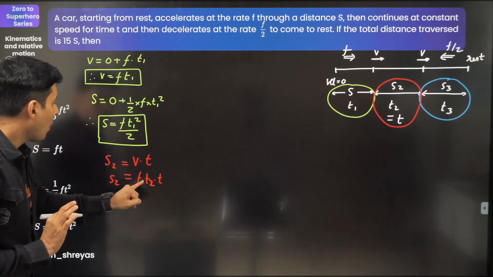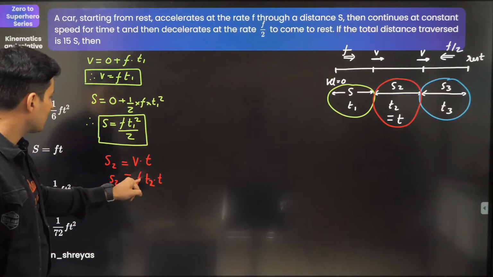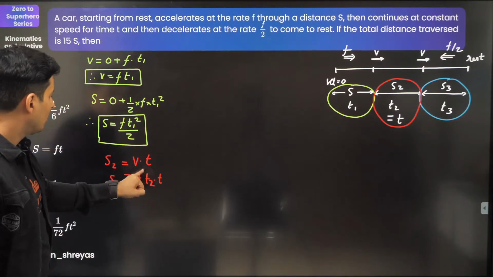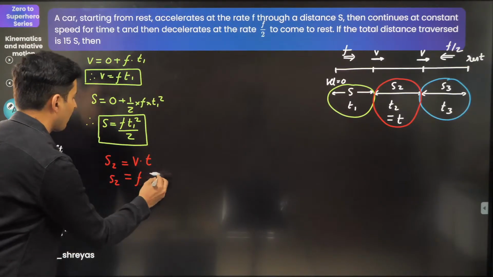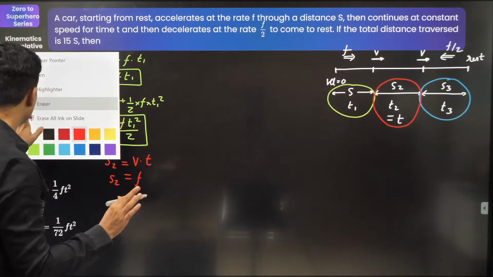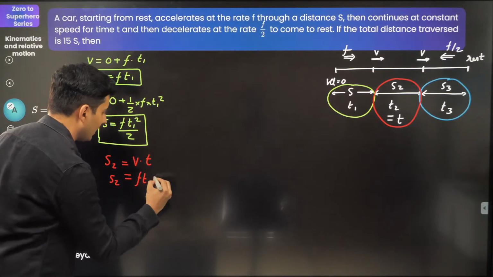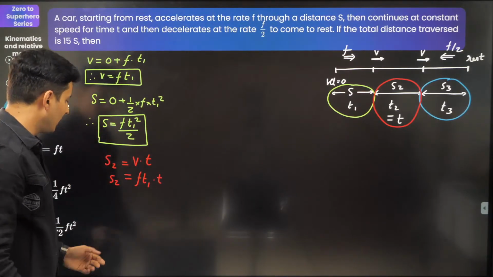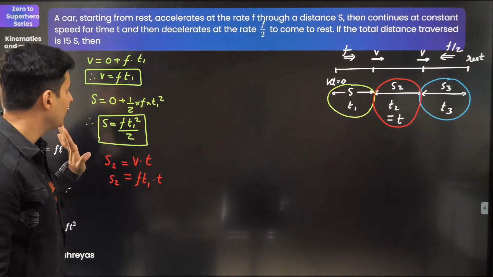Oh, but I know T2. T2 is also t. Just check this out. Oh, sorry guys. One second. I'm so sorry. I made a mistake over here. Velocity into time, this is fine. V is FT1, so this is FT1 into t. Okay, this is okay now. I think this is fine. Yes, FT1 into t.